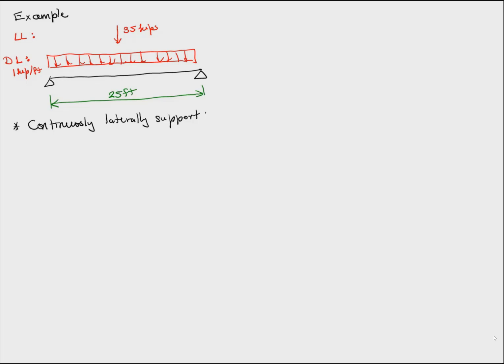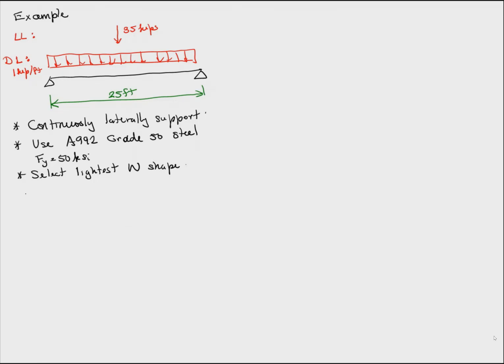And let's say that we want to use A992 grade 50 steel. So the yield stress is 50 ksi. And we want to select the lightest W shape that has sufficient strength. So let's calculate the bending moments first.